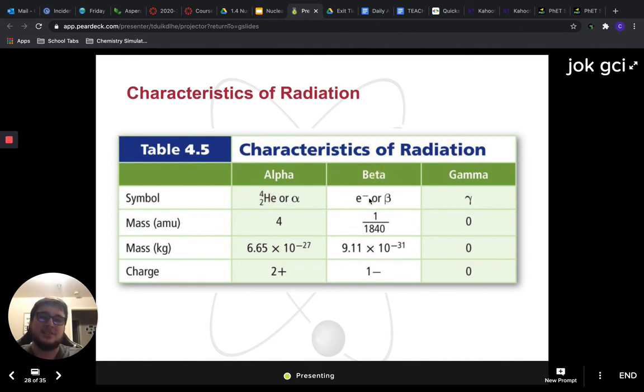Right? Beta has a symbol of e- for electron, or a Greek letter beta, which looks like a funny B. Mass, it's virtually 0. Again, it's an electron. It's 1,840 times lighter than a proton. But it's practically 0. And then it has a charge of 1- because it's an electron. Gamma looks like this. It's another Greek letter, and you make it by making an upside down ribbon. Start at the top and make a loop down there and come back up. It has a mass of 0, no charge, no mass, no nothing. It's just high energy waves that get emitted during one of these two types.